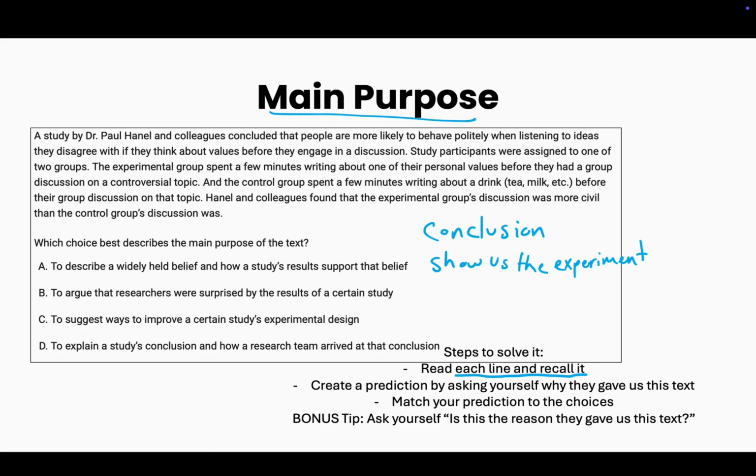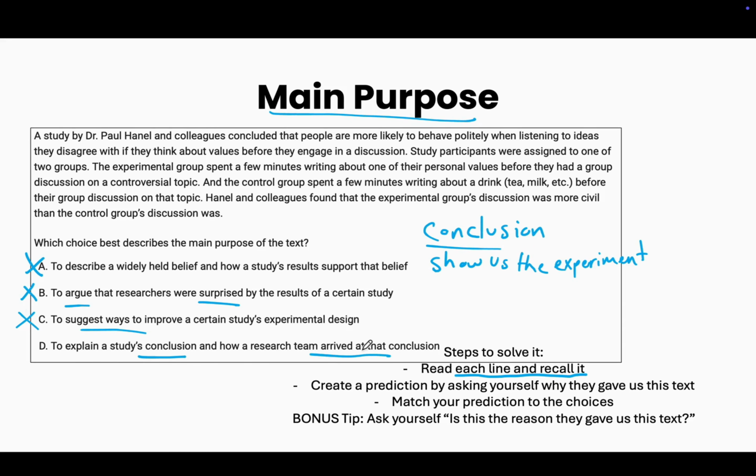Now let's compare our prediction to the choices. Choice A. Describe a widely held belief and how studies' results support that belief. No, it was a conclusion, not a widely held belief. Choice B. To argue that researchers were surprised by the results of a certain study. There was literally no argument and no surprises. Choice C. To suggest ways to improve a certain study's experimental design. What ways? This doesn't even match our prediction. Choice D. To explain a study's conclusion and how a research team arrived at that conclusion. Yes, that matches our prediction. It says that the main purpose of the text was to give us a study's conclusion and how the team got to that conclusion.